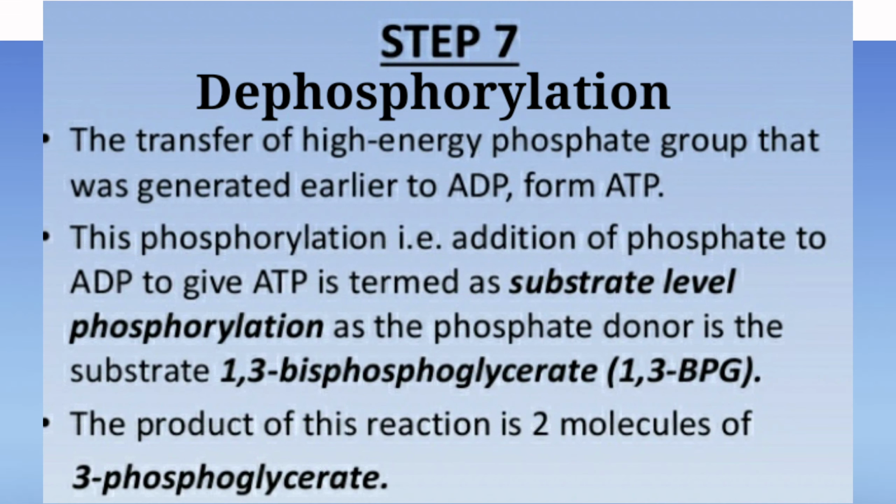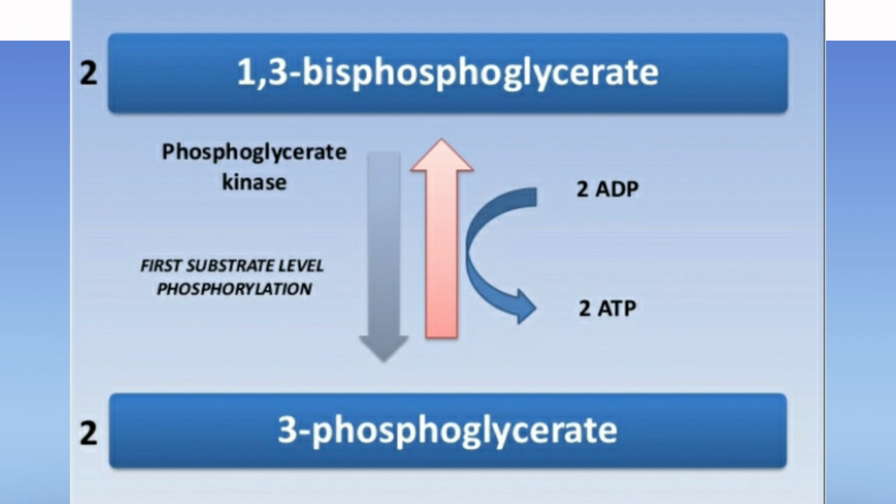The seventh step is dephosphorylation, children. Here the starting material is 1,3-biphosphoglycerate and the product is 3-phosphoglycerate with the help of an enzyme phosphoglycerate kinase with the addition of ADP and one inorganic phosphate to form ATP.